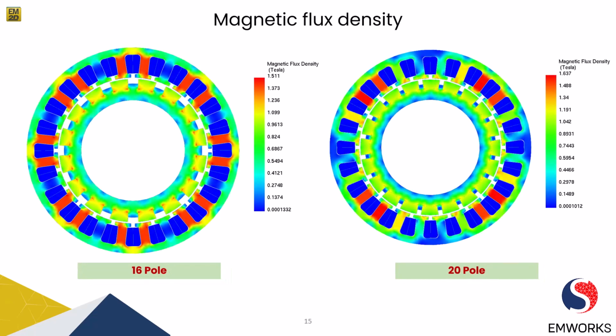Next interesting parameter to observe is the magnetic flux density and its saturation in different parts of the rotor. As you can see for the 16 pole design, the saturation is close to 1.5 Tesla because it has a smaller magnet volume. Since the stator is the same for both designs, in case of the 20 pole design the saturation occurring at the tooth of the stator body is close to 1.63 Tesla.